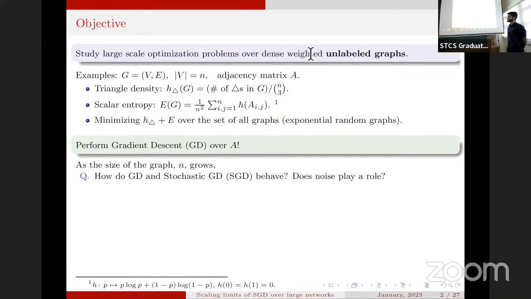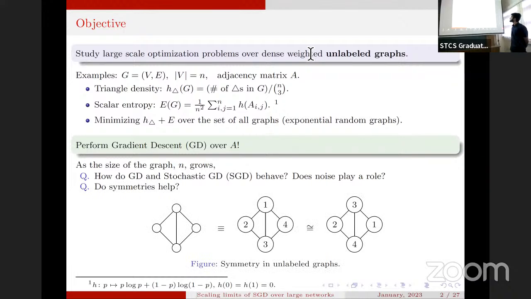So, minimizing functions like these, you could very well perform gradient descent on any adjacency matrix, n by n, or larger ones, whatever it is. The fundamental question we want to ask is, morally, what happens to our algorithms like gradient descent or stochastic gradient descent as n grows? And further, if there is stochasticity in the algorithm, does noise play any role?